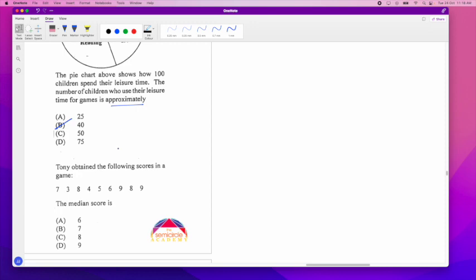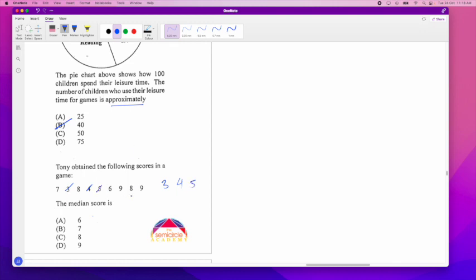Tony obtained the following scores in a game. So these are the scores. He obtained the median score is, and of course we'll need to put this stuff in ascending order. 3. We have 1, 4. We have a 5. 1, 5.